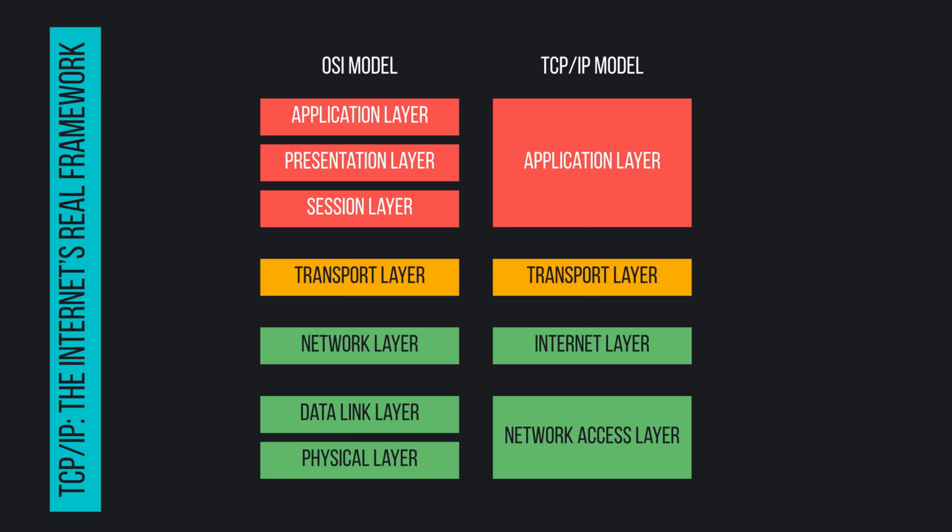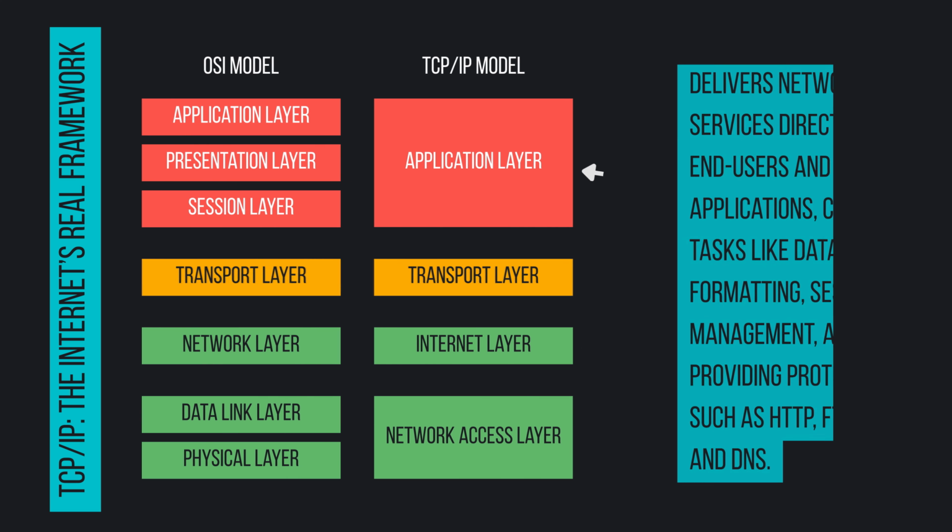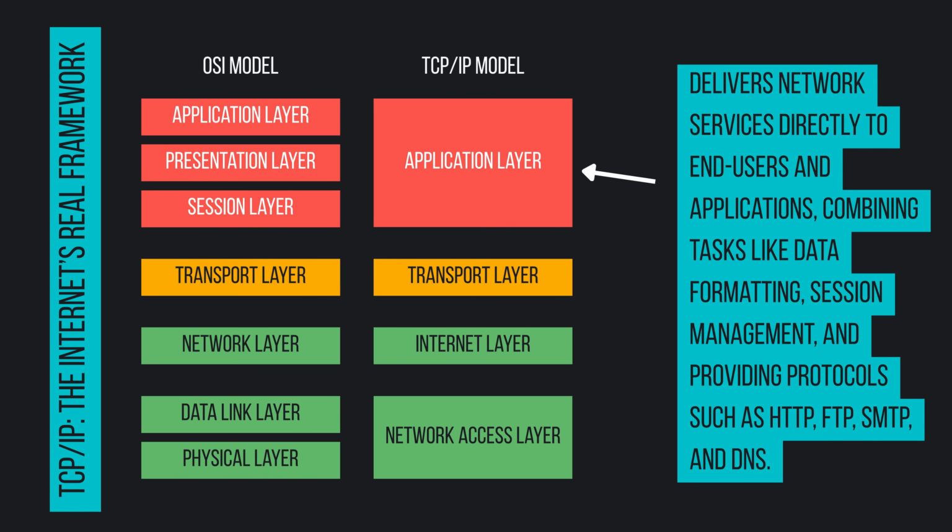TCP/IP consolidates 7 layers into 4, and this simplification isn't arbitrary. It reflects how networks actually work in practice. Let's walk through these layers. The application layer in TCP/IP is like a Swiss Army knife. It combines the functions of OSI's application, presentation, and session layers. This is where your familiar internet protocols live. HTTP for web browsing, FTP for file transfers, SMTP for email, and DNS for translating domain names to IP addresses. The consolidation makes sense because these functions are tightly integrated in real applications.